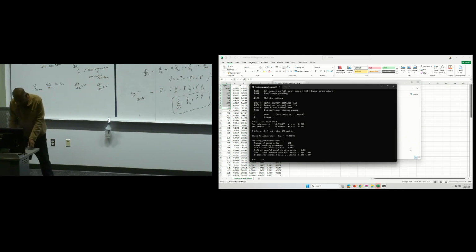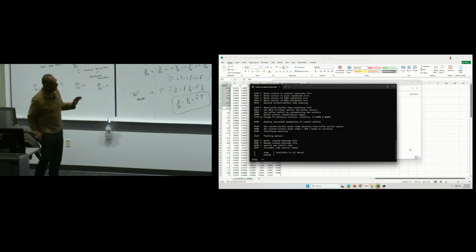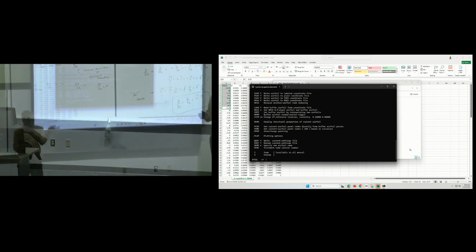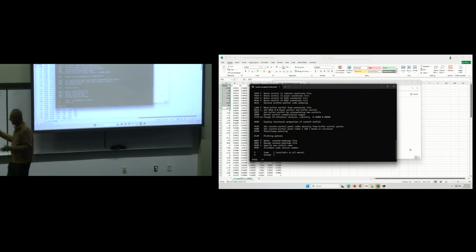So XFOIL provides two ways of improving the panel method. One of them is called, let me put a question mark. The question mark will give you all the commands that you have available. There's one called PANE. It panels based on the curvature, regions of very rapid changes. You'll pack the points there. It'll smooth very shallow regions of curvature. You'll have fewer points. That's one way of redefining it.